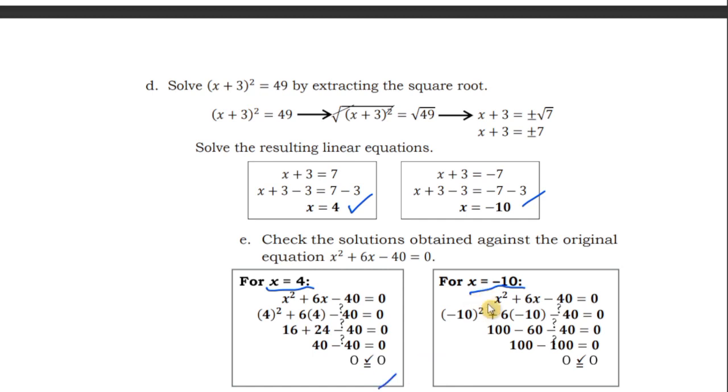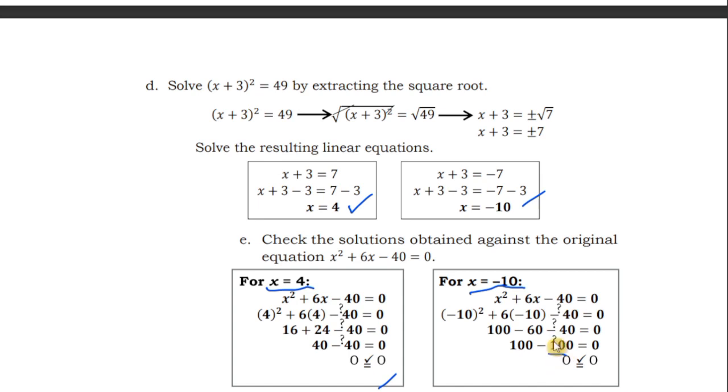Again, in this part here, we're going to replace the x by negative 10. So from x squared plus 6x minus 40, we have now the square of negative 10, or negative 10 quantity squared, plus 6 times negative 10 minus 40. So the square of negative 10 is 100. 6 times negative 10 is negative 60 minus 40. So 100 minus 60. Okay, negative 60 minus 40, we have here negative 100 because they are like terms.